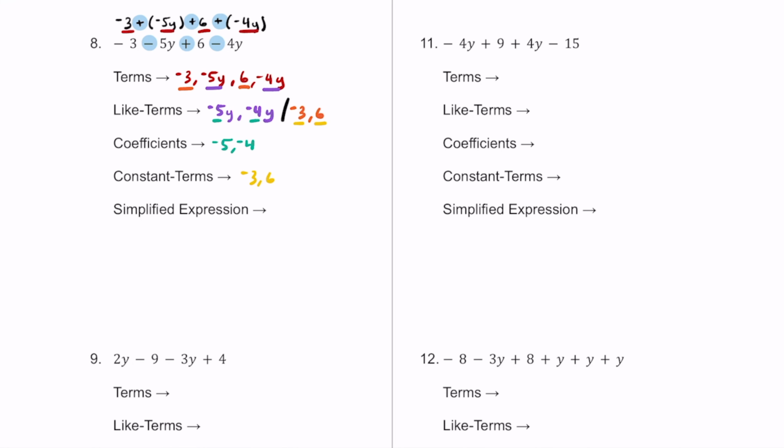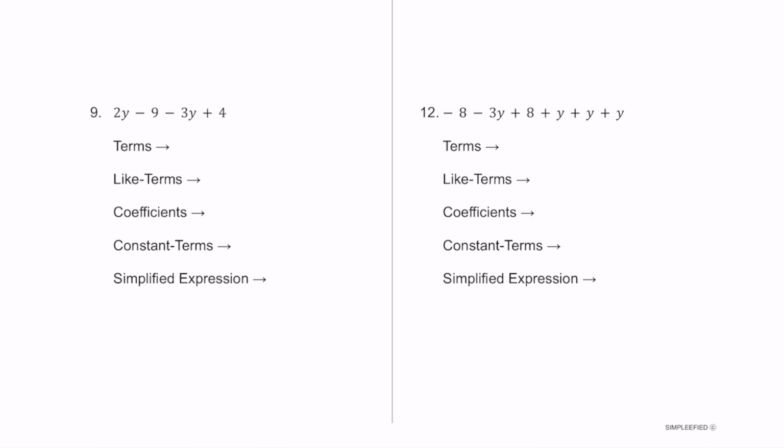So simplifying this, we can combine like terms. So negative 5y added to negative 4y. If we add negative 5 and negative 4, their coefficients, we get negative 9y. And then if we add these constant terms, negative 3 plus 6, that's going to be a positive 3. This is our simplified expression.